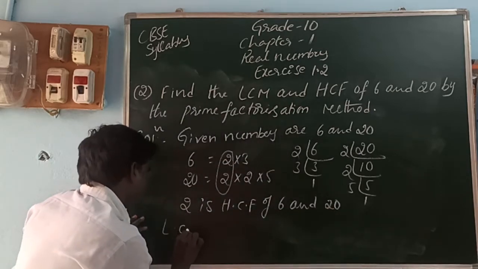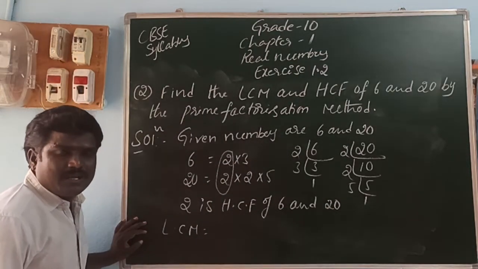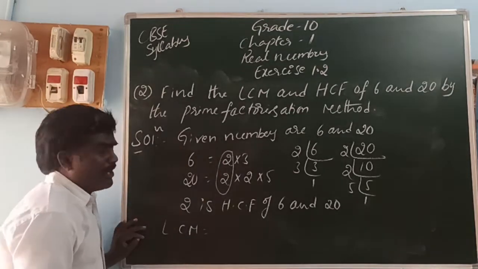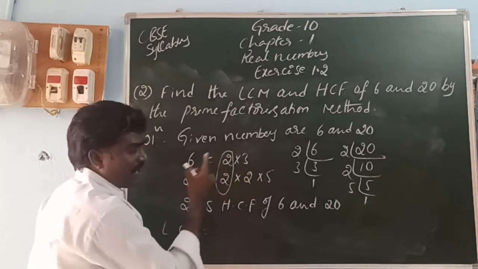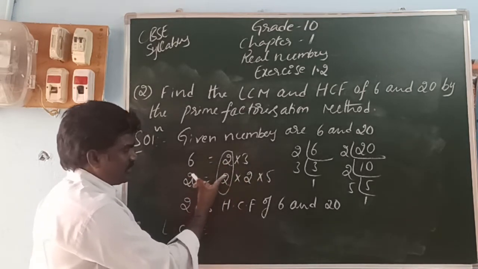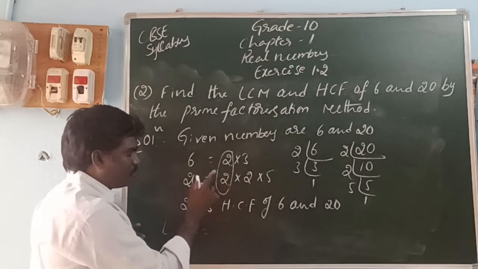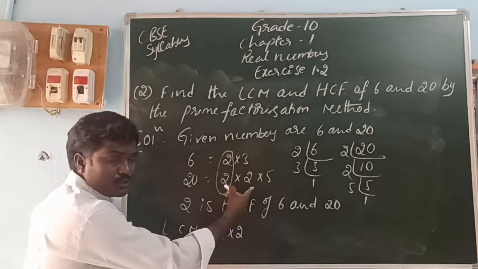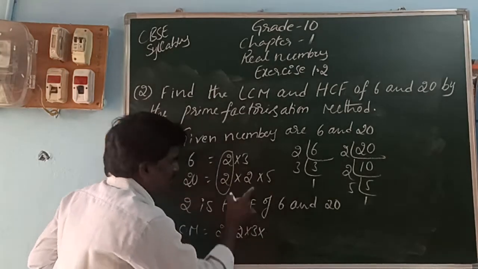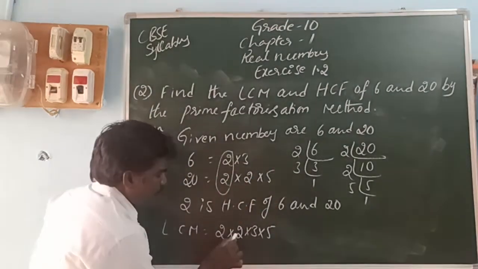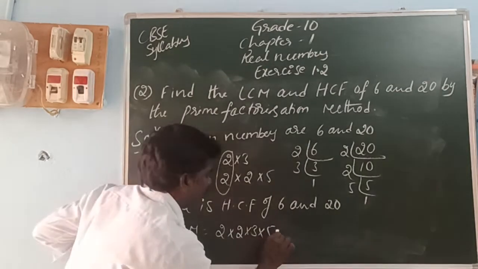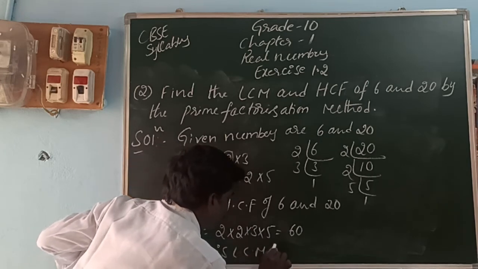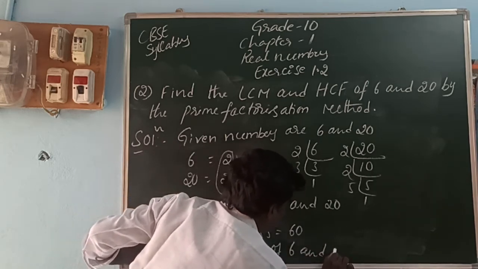LCM means the highest power of all prime factors. Here how many prime factors are there? 3. What are they? 2, 3, 5. 2 appears how many times? 2 times here, 1 time there. So what is the highest power of 2? 2 into 2. Next 3, here 1 time, there none. So that is 3. Next 5. 2 2s are 4, 4 3s are 12, 12 5s are 60. Okay, 60 is the LCM of 6 and 20.